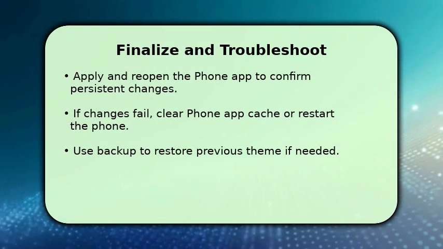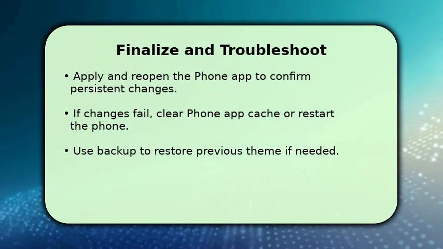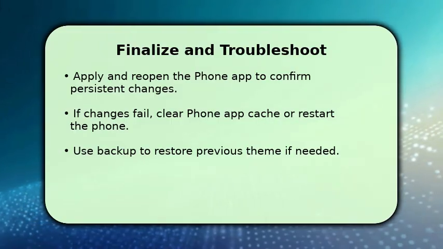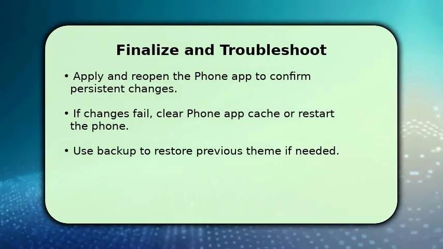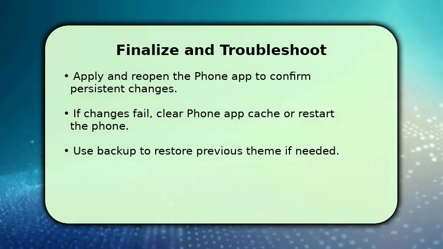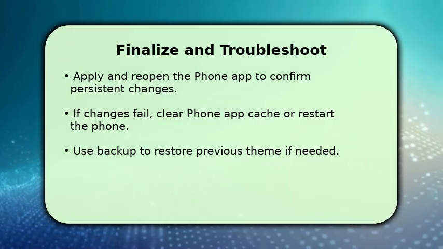Finish by applying the theme and reopening the phone app to ensure changes persist. You should see updated colors in the call log immediately. If not, reboot the device and reopen the app. Make sure no third-party launcher or theme app is overriding system settings.